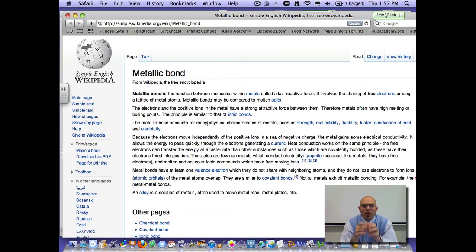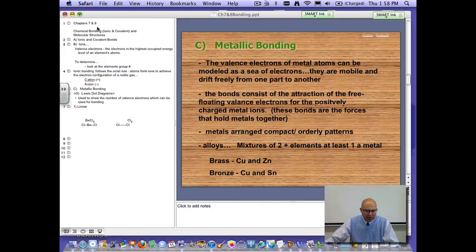very ductile. When you try to hammer or bend an ionic compound, it's going to shatter, it's going to break, it's going to cleave. Metallic bonded substances allow them to bend. You can hammer a sheet of lead and it'll flatten right out without shattering. So that's kind of the valence of the electron. It talks about how the electrons move independently of the positive ions in the sea of negative charge. Not a bad little definition.